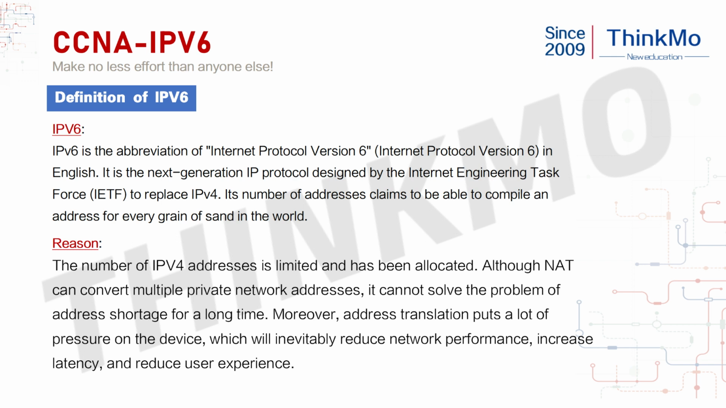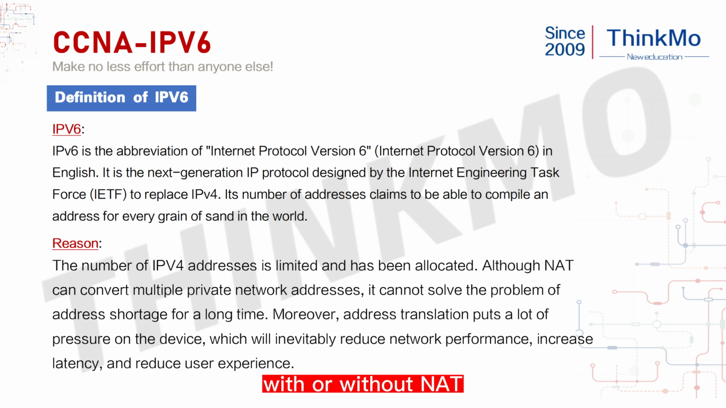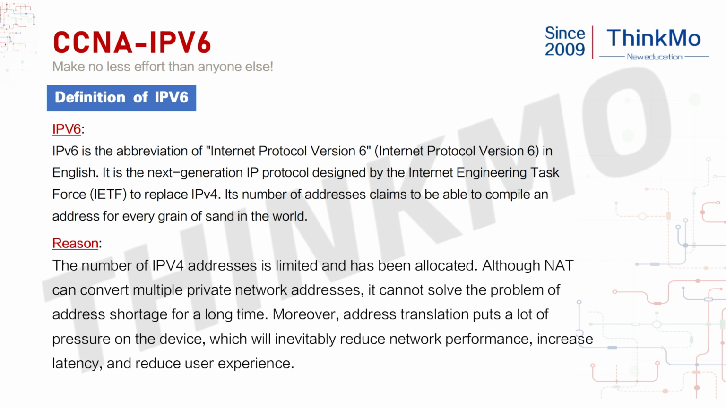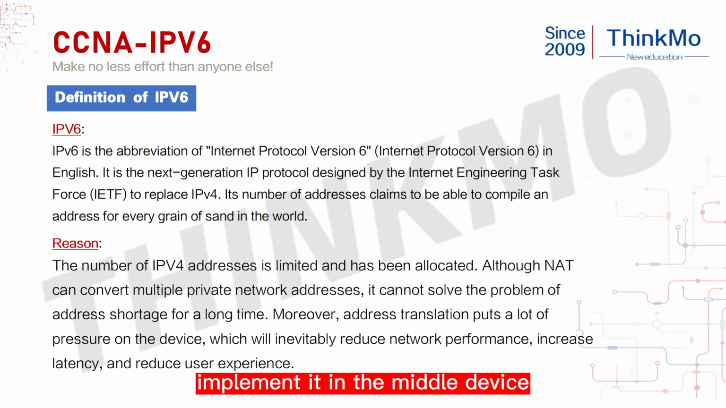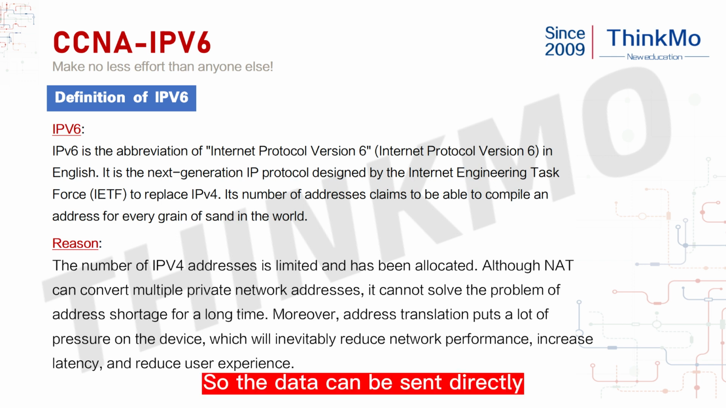5G technology has higher network quality requirements. So you want to use NAT as little as possible, because NAT also adds latency. The end-to-end feature is broken. What do I mean by end-to-end? It's just an address on my end to access your host. We're going to implement it in the middle device. It cannot be translated by NAT.